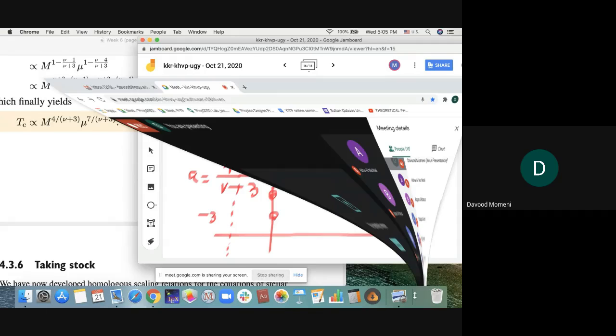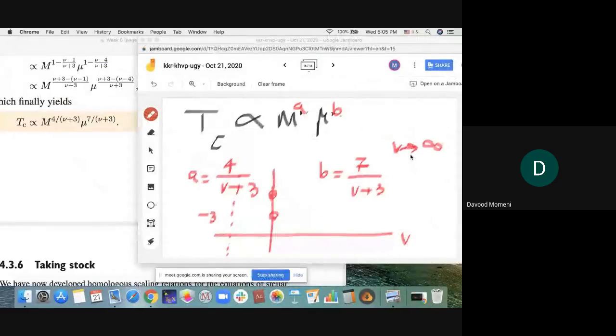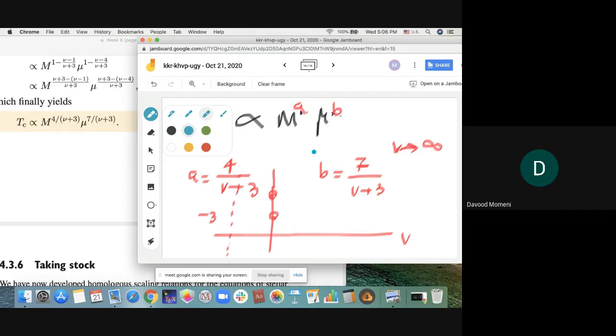Who wants to talk about this? Okay, sure. When nu tends to infinity, what are A and B? A will be 0, and B also will be 0. Which one is for A and which one is for B? The first one is A and the second one is B. Yes, bravo. This is for A and this is for B.